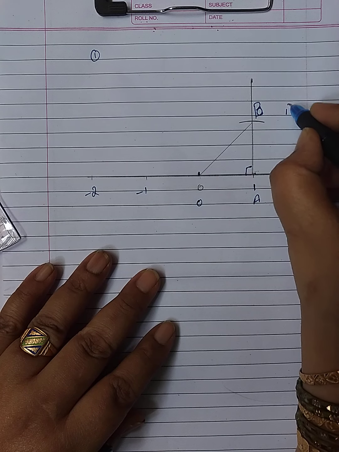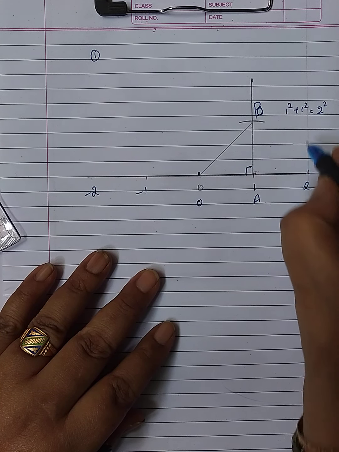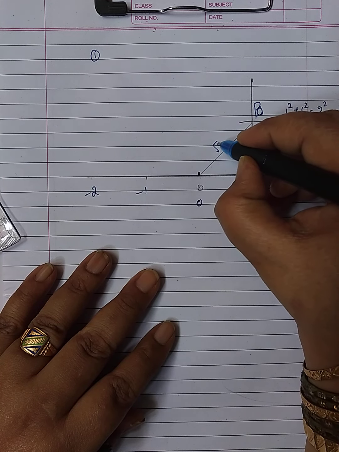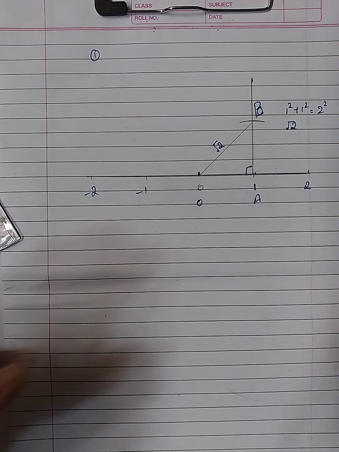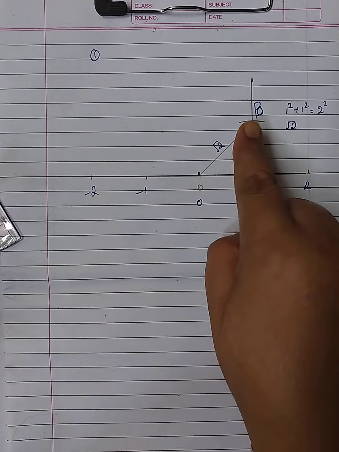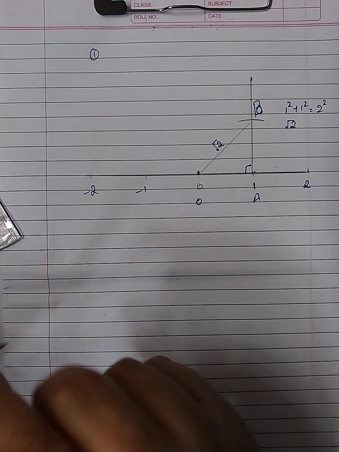That is 1 square plus 1 square equal to 2 square, that is root 2. This is root 2. Now root 2 is the length of OB. Then how will we locate this on the number line? We have to locate root 2 on the number line.